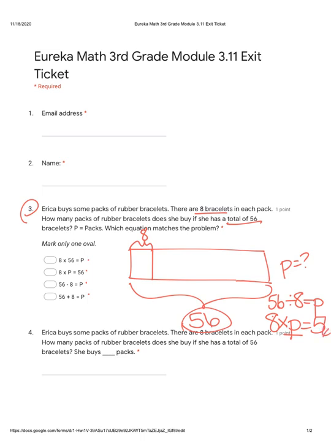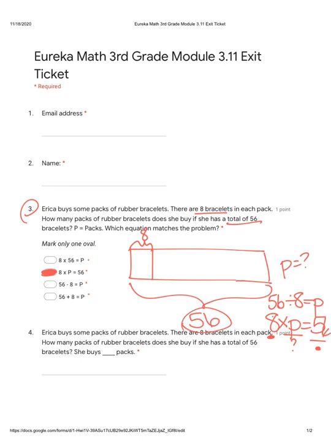We know that there are 8 in each pack, but we don't know how many packs there are, and we know that there's 56 total. So our answer to this would be 8 times P equals 56.